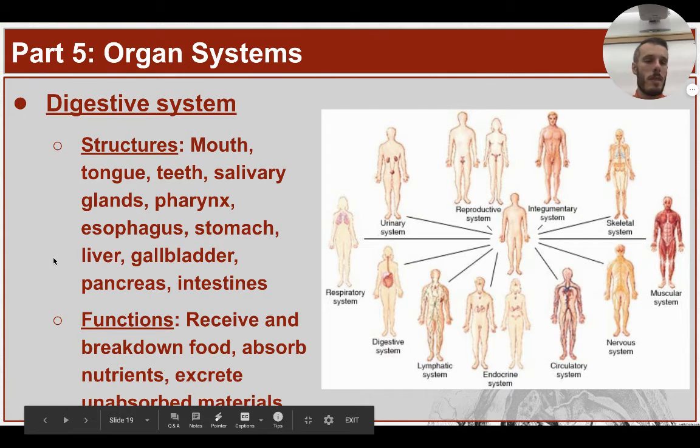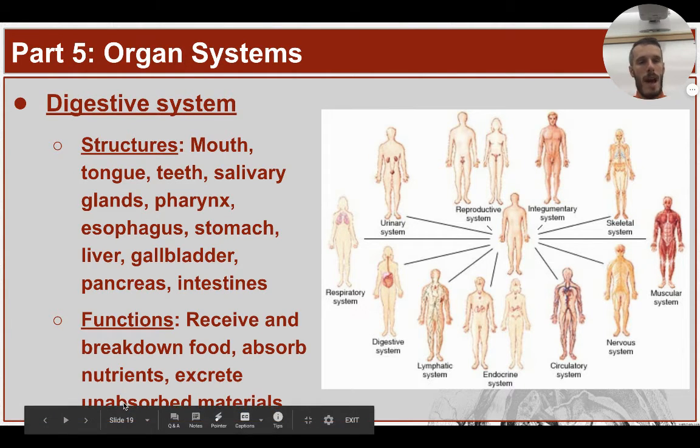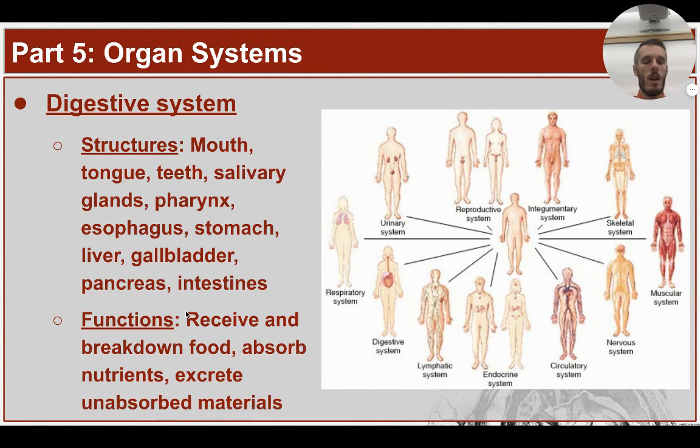Your digestive system is responsible for bringing in food, breaking it down, absorbing the good parts of it, and then excreting the bad parts. Okay, so your digestive system is everything from your mouth to your anus. So your mouth, your tongue, your teeth, your salivary glands gets the digestion started already up in your mouth. Then your pharynx, esophagus, stomach, and then from your stomach to the intestines, the liver, gallbladder, and pancreas help with digestion.